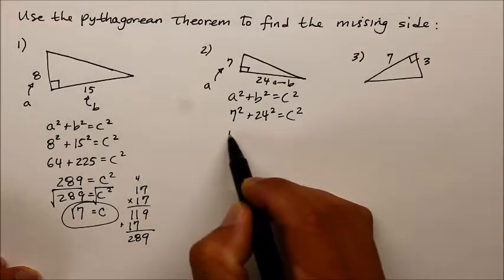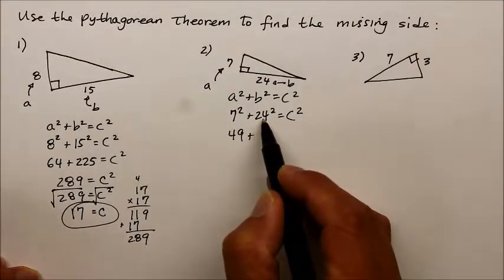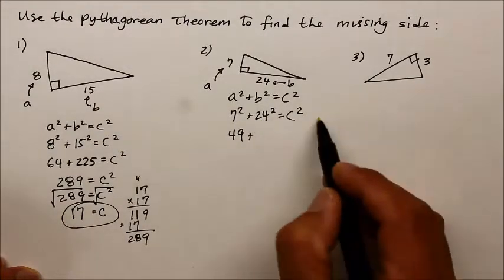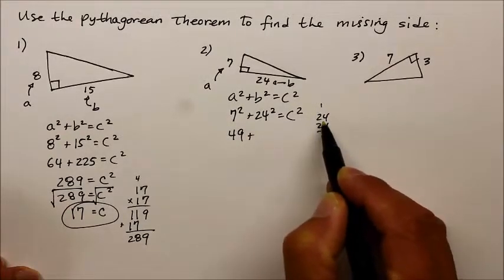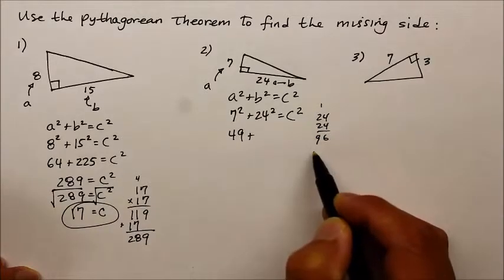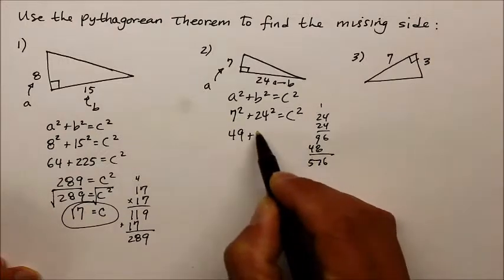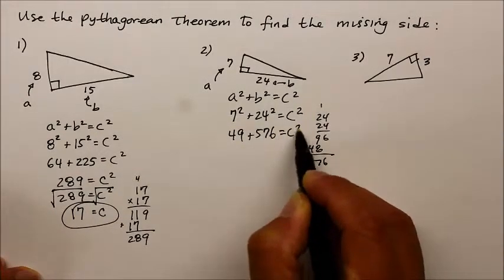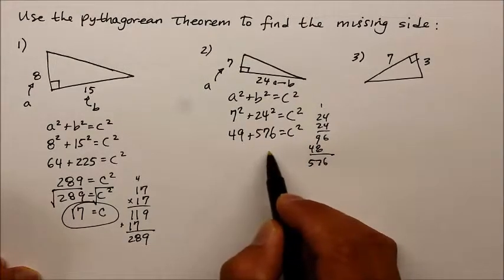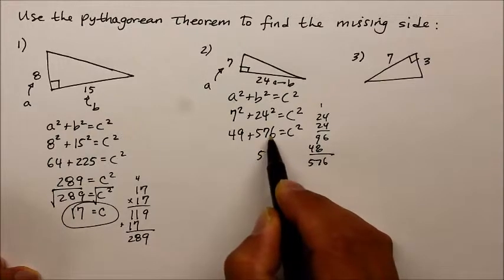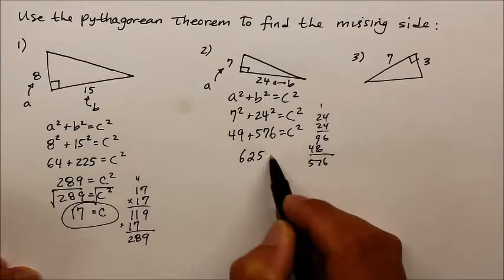So 7 squared is 49, plus 24 times 24. Let's see, 24 and 24. That's 16, carry the 1. 8 plus the 1 is 9. Double the 24, so that's 48. Add them together, I get 576. So 576, and whatever you add, you're going to square root it. So 576 plus 49 is going to be 5, carry the 1 over to the 7, 8, and 2, and 625. And that's c squared.